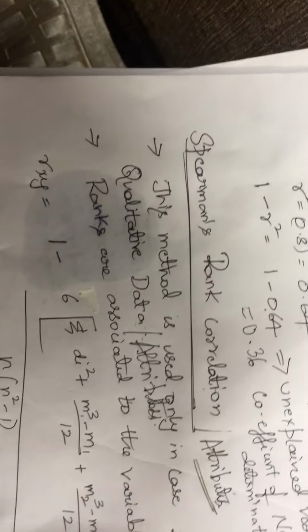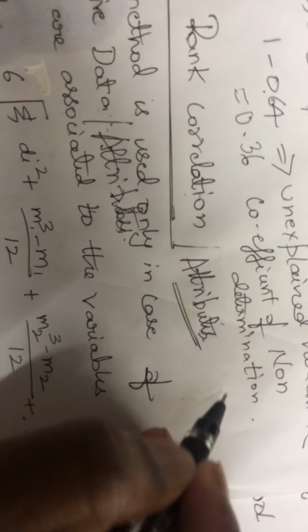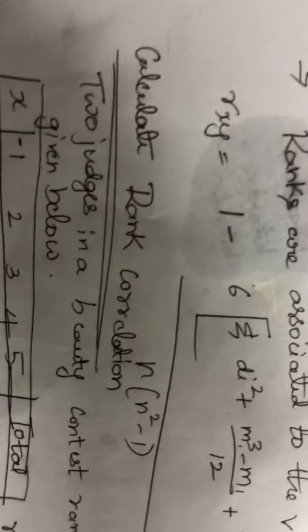Generally, Spearman's rank correlation is nothing but Rxy equals 1 minus 6 summation di square divided by n cube minus n. This whole factor is to be solved and then subtracted from 1. Sir, then why is such a big formula given here?